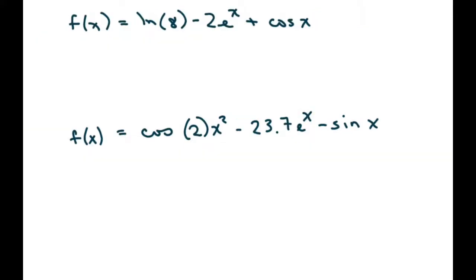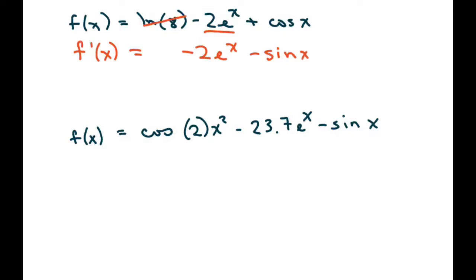So for the first one, we're going to take the derivative of this. And the derivative of a constant is just 0. This stays the same. And the derivative of cosine of x is negative sine of x. And the better way to write it is just to take away that 0 there.